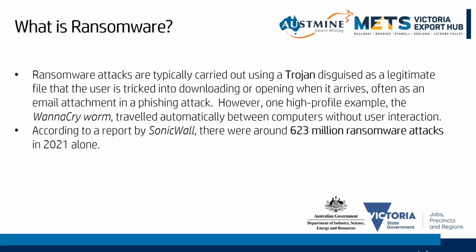Typically, ransomware is carried out by a Trojan that is disguised as a legitimate file that the user is tricked into downloading or opening when it arrives. And this often comes as an email attack, or rather an email attachment in a phishing attack. Doesn't always happen. So the WannaCry worm, for example, traveled automatically between computers and there was no user interaction.